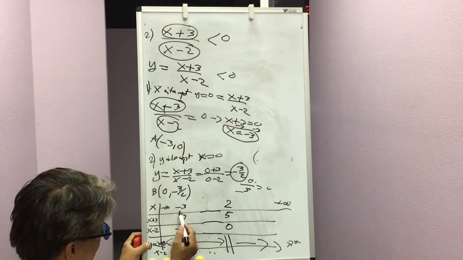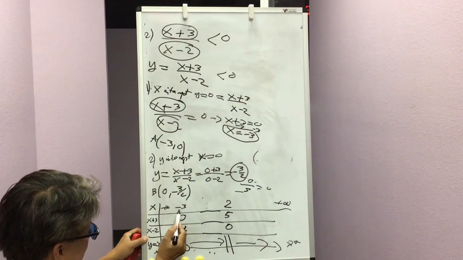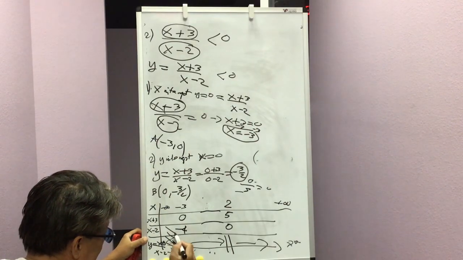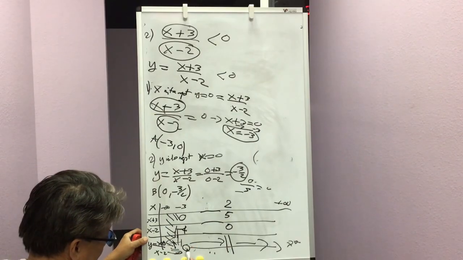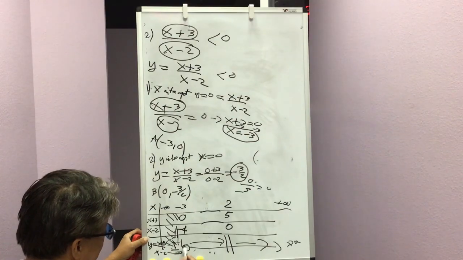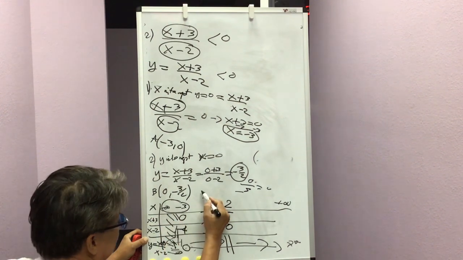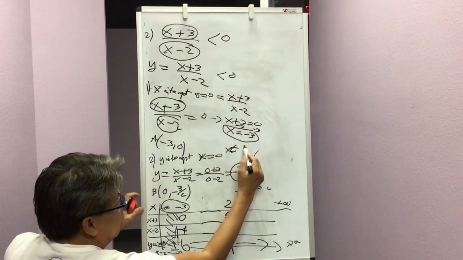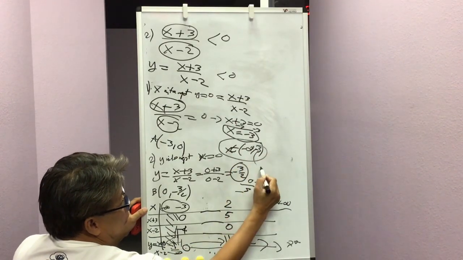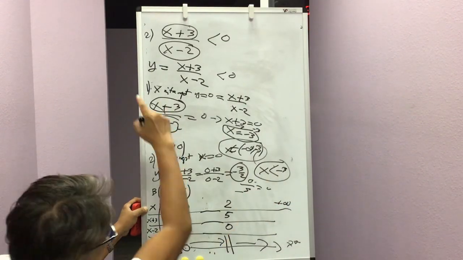So if we start from here, x must be less than negative 3. So from this region right here, y equals x plus 3 divided by x minus 2 is less than 0 when x is from negative infinity to negative 3. That's the solution. Or you can just write x less than negative 3. So that's the whole solution.